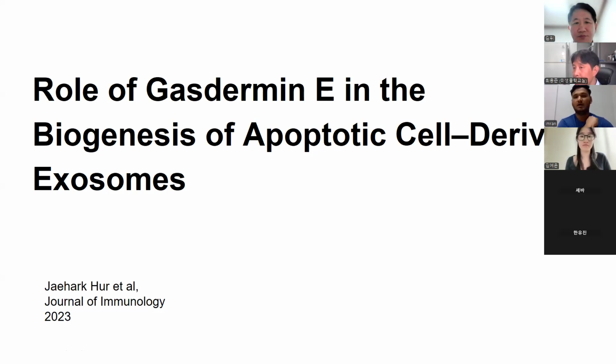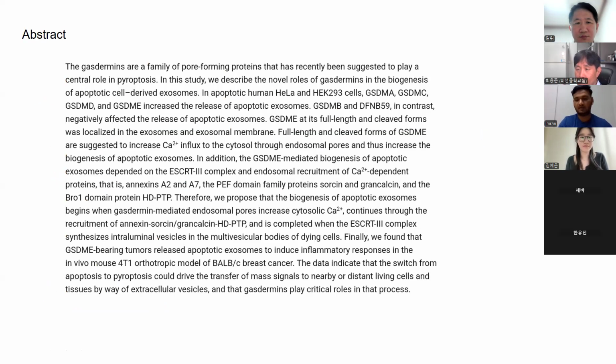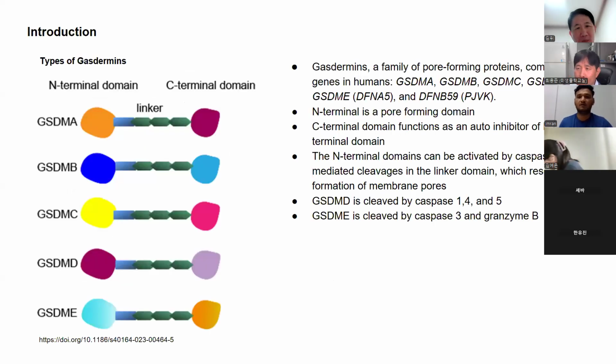Hello everyone. I'm presenting the paper titled Role of Gasdermin E in the Biogenesis of Apoptotic Cell-Derived Exosomes. In this paper, the authors have explored the role of the Gasdermin family, especially Gasdermin E, in the biogenesis of exosomes and the biological significance of Gasdermin E-mediated apoexosomes in breast cancer cell line 4T1. In the introduction, I will start with the Gasdermin family. The Gasdermin family has 6 members, namely.